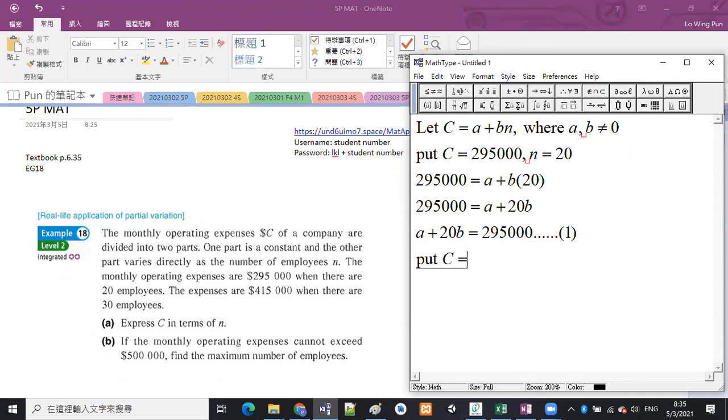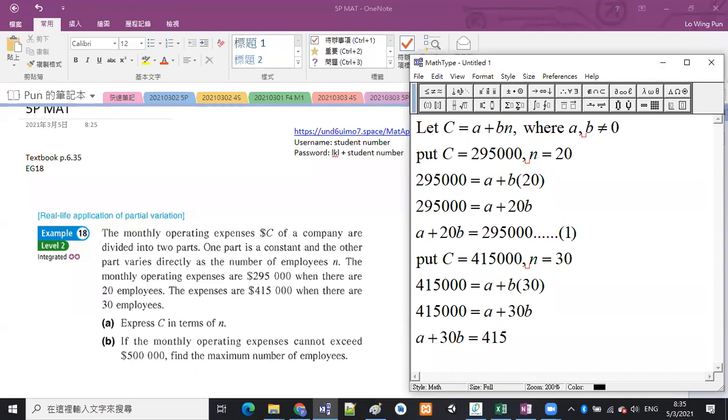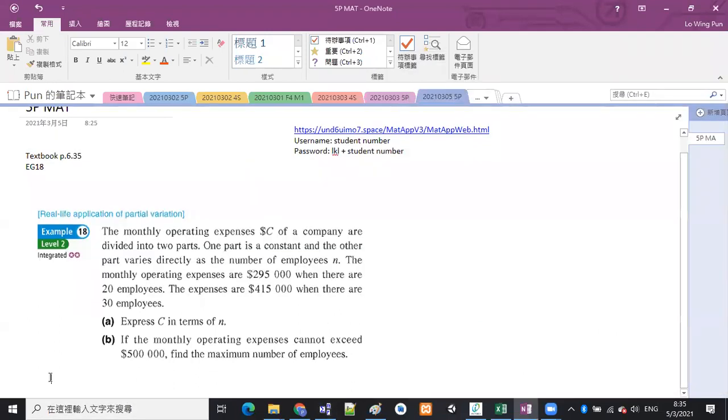So we put C to be 415,000 and N to be 30 into our equation. So 415,000 is equal to A plus B times 30. Then simplify every term, so A plus 30B, write the unknowns on the left, and label this equation 2. You should be used to doing these by now. Okay, so let me paste it here first.